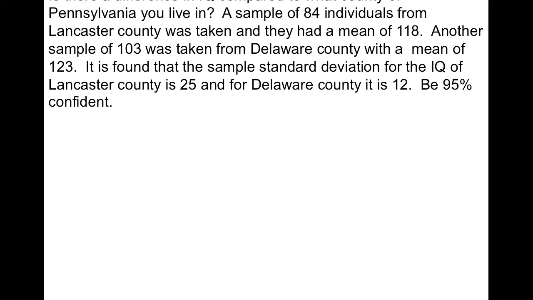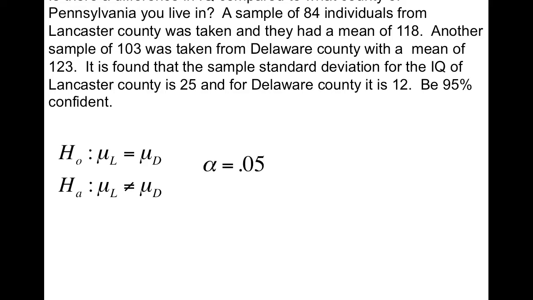So again, we just want to test to see if there is a difference between the two. So there's our null and alternate. I have mu of Lancaster equals mu of Delaware. For the alternative, just a difference, so I have not equal to as my symbol. Okay, so there's my null and alternate. 95% confident, so our alpha level is 0.05.